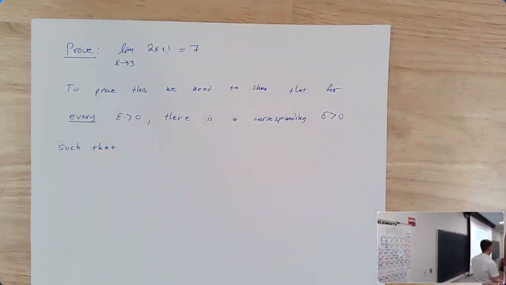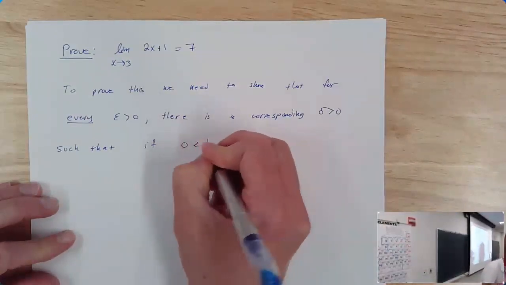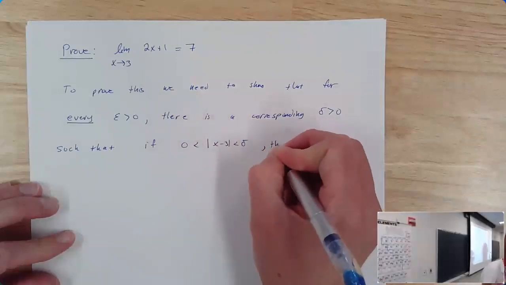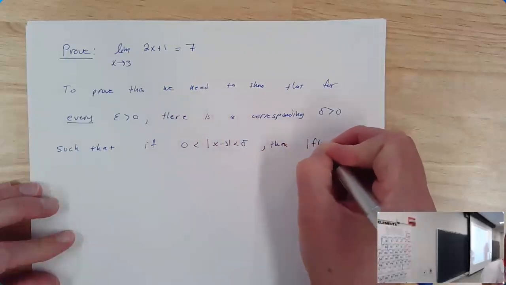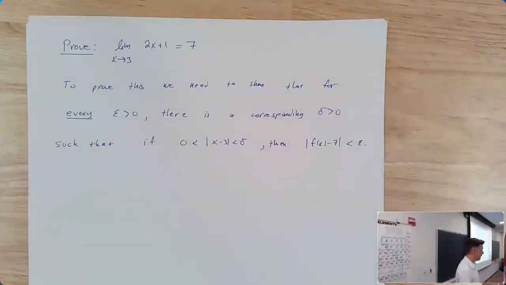The words are the following. If x is close enough to what it's approaching, then the function is close enough to this one. That's all we're saying. I want x to be close to, in this case, 3, and I want the function to be close to 7. Okay, here's the math. If 0 is less than the absolute value of x minus 3 is less than delta, then the absolute value of f of x minus 7 is less than epsilon. That's the whole thing. So again, let me read this to you in not math.